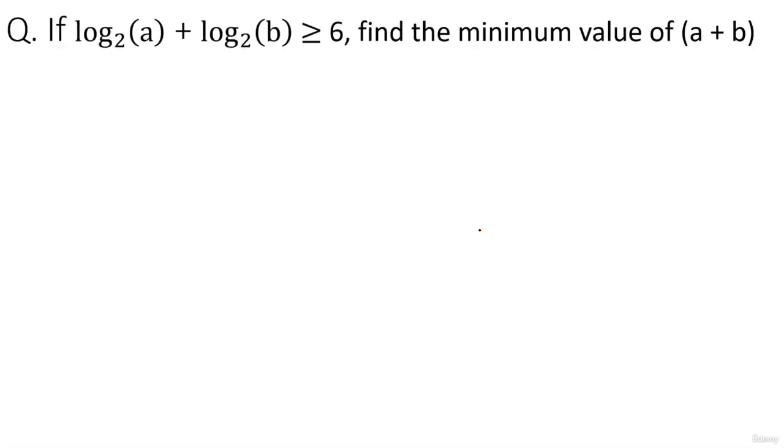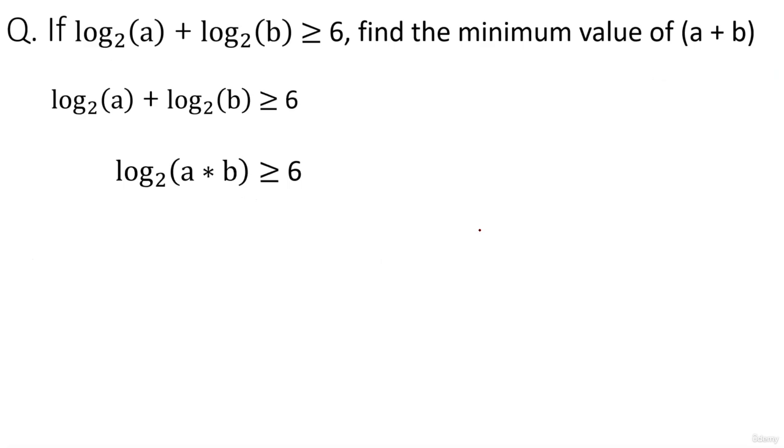If log a to the base 2 plus log of b to the base 2 is greater than or equal to 6, then find the minimum value of a plus b. All right. The base is same and the numbers are added. Okay, log of a to the base 2 है plus log of b to the base 2 है, right? So हमने क्या किया? Basically इसको लिख दिया log of ab to the base 2 should be greater than or equal to 6. Okay, that gives us ab should be greater than or equal to 2 raised to 6, or ab should be greater than or equal to 64.